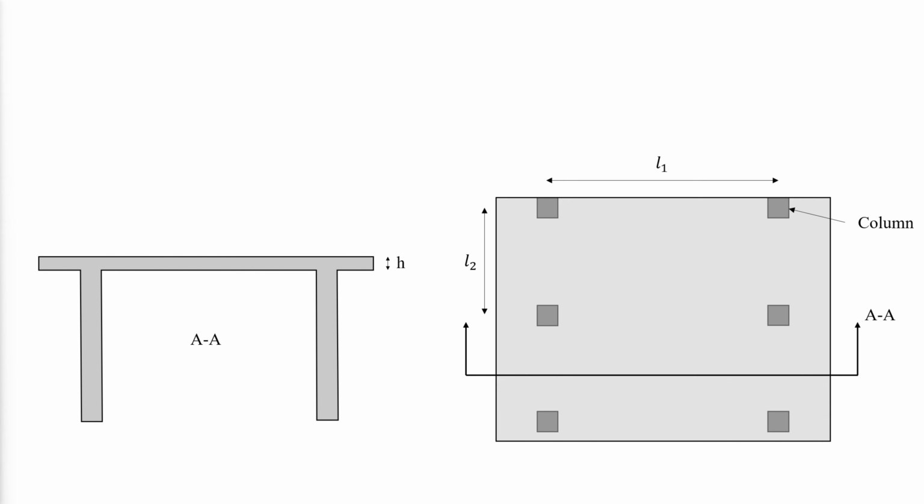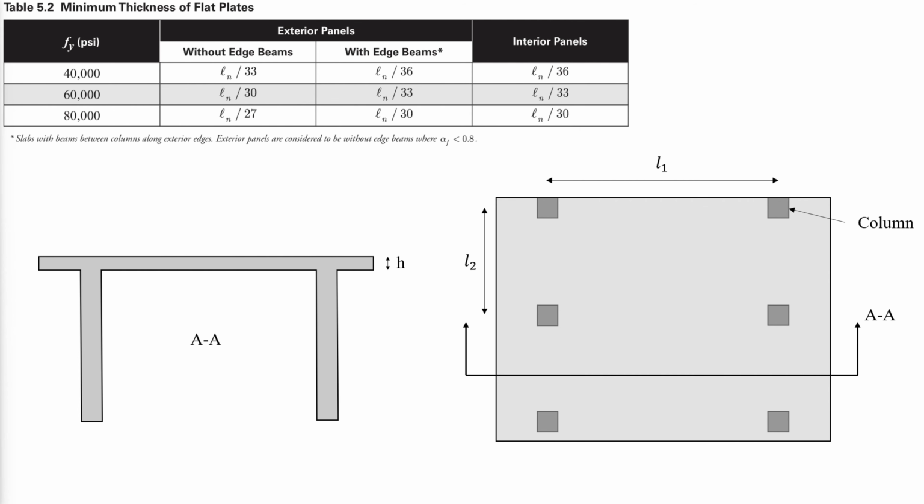For flat plates, the minimum slab thickness can be determined according to the following table. The minimum slab thickness will depend on the steel grade and whether or not the exterior panels have edge beams, and must be greater than or equal to 5 inches. Ln is the clear distance between the support faces in the long direction.